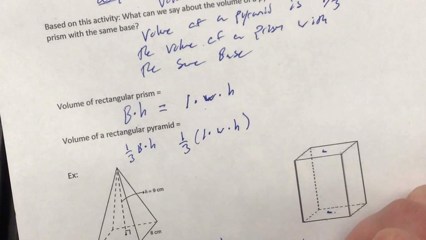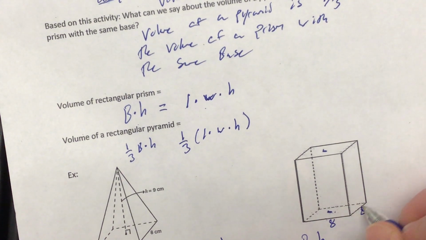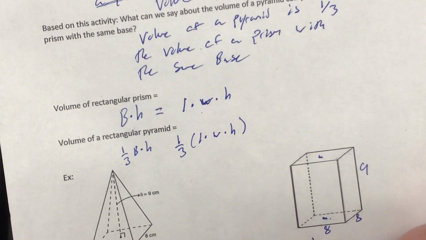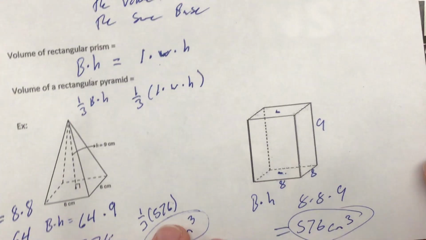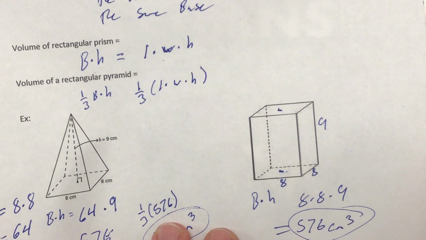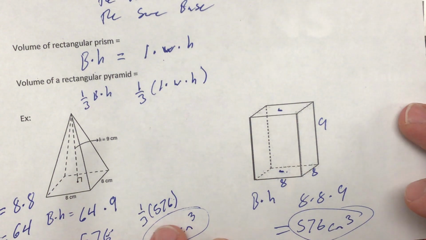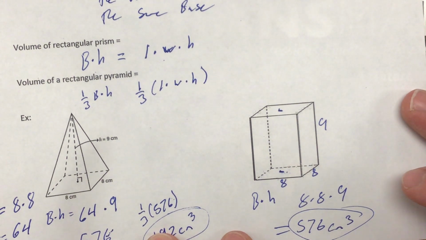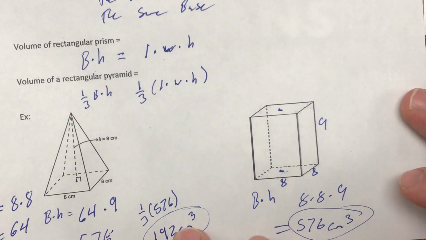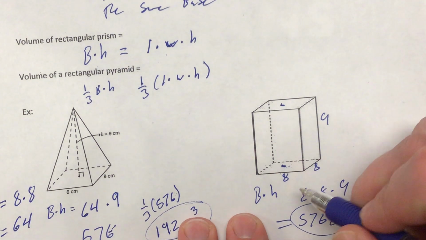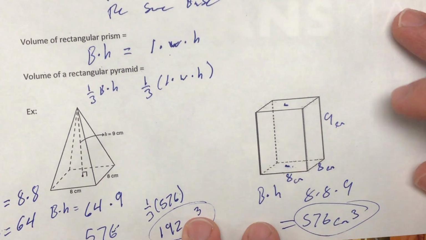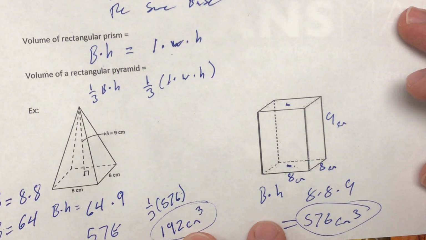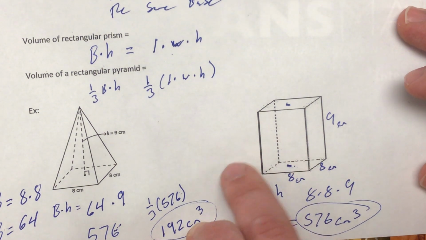If we do base times height, it was 8 and this was 9. We'd have 8 times 8 times 9, which is going to give us 576 centimeters cubed. We okay with that? So the volume of this prism is 3 times the volume of this pyramid.